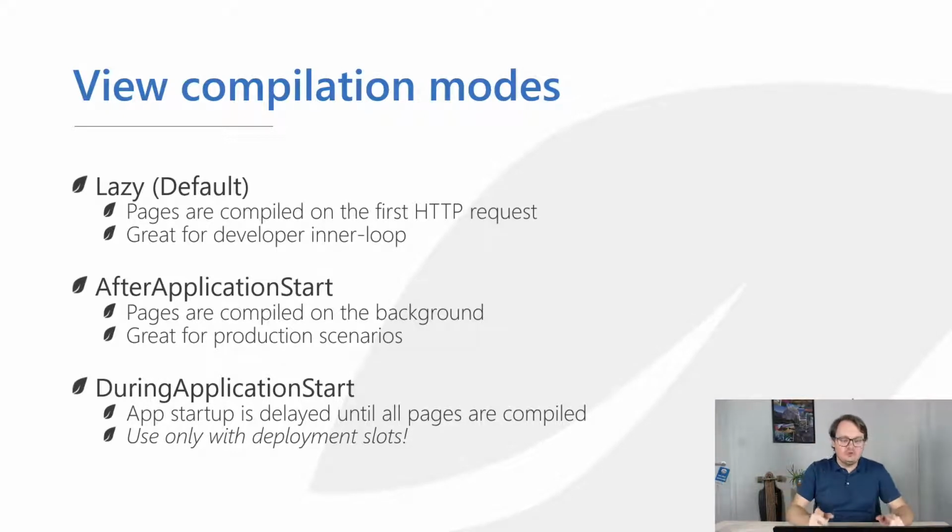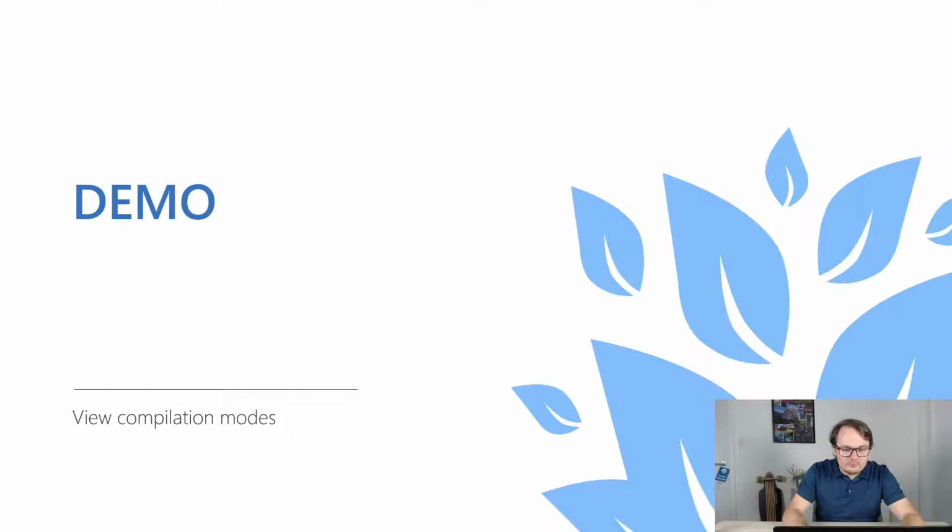So do not use during application start if you are not using deployment slots. But if you have deployment slots, during application start is a great mode for this scenario, because you will be able to have very fast updates without an outage. Yeah? And the application will get enough time to precompile everything. So once you do the switch, the pages will be very fast, because they will be already precompiled. Okay, so let's look at a demo.